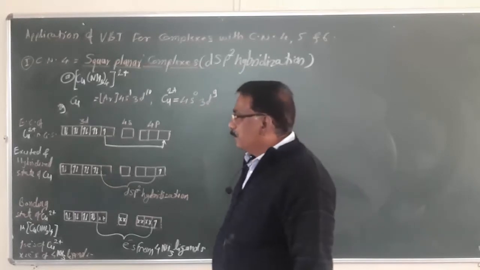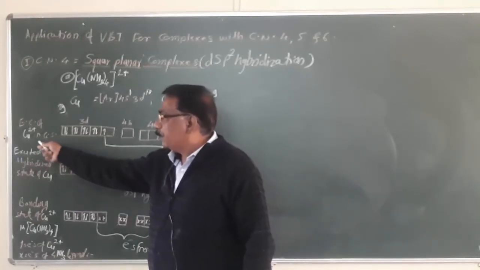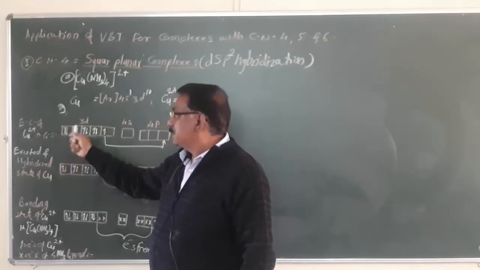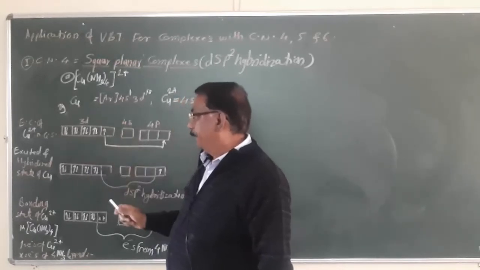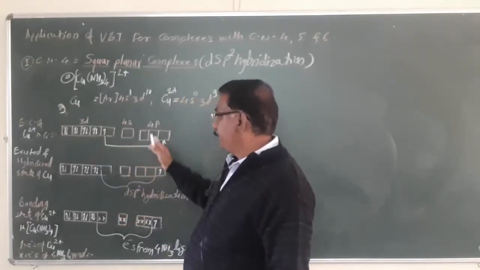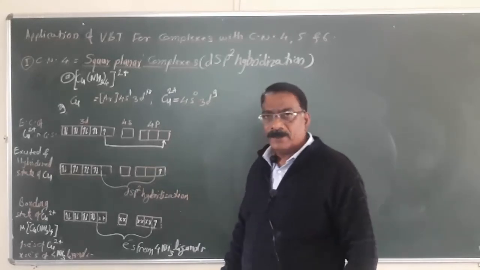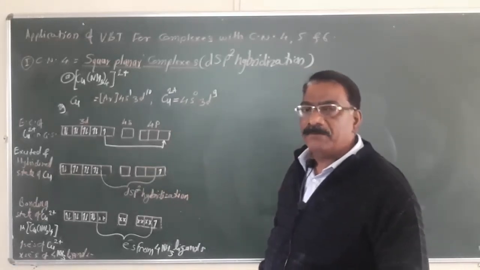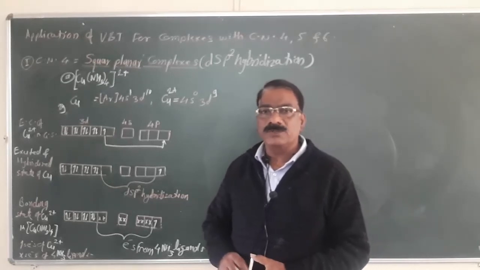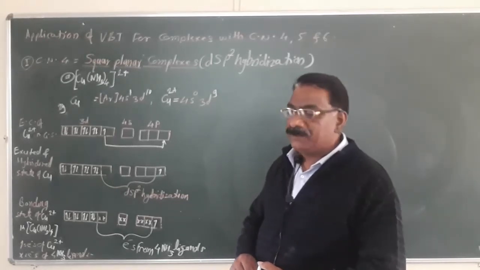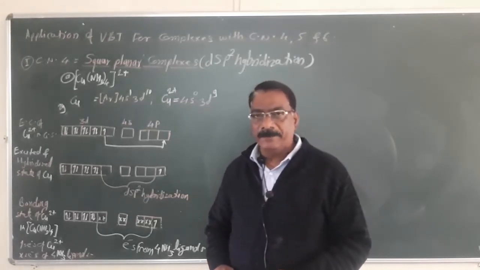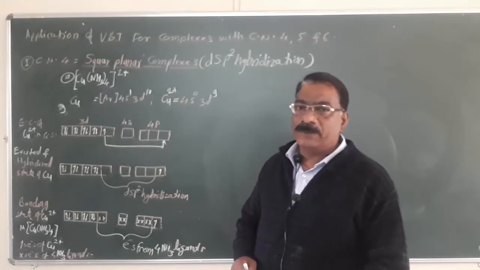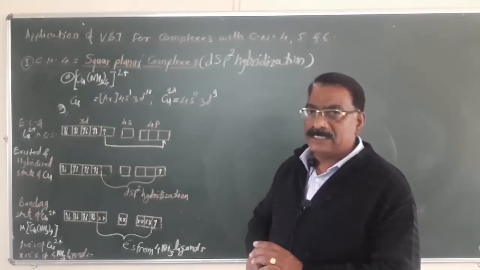See here, the electron configuration of this copper 2 plus in ground state is 3d9. 1, 2, 3, 4, 5, 6, 7, 8, 9. There is 1 unpaired electron, and the 4s orbital is empty, and the 4p orbital is empty. We know in square planar complexes, the central metal atom undergoes dsp2 hybridization. That means copper must have one d orbital empty, one s orbital empty, and two p orbitals empty.